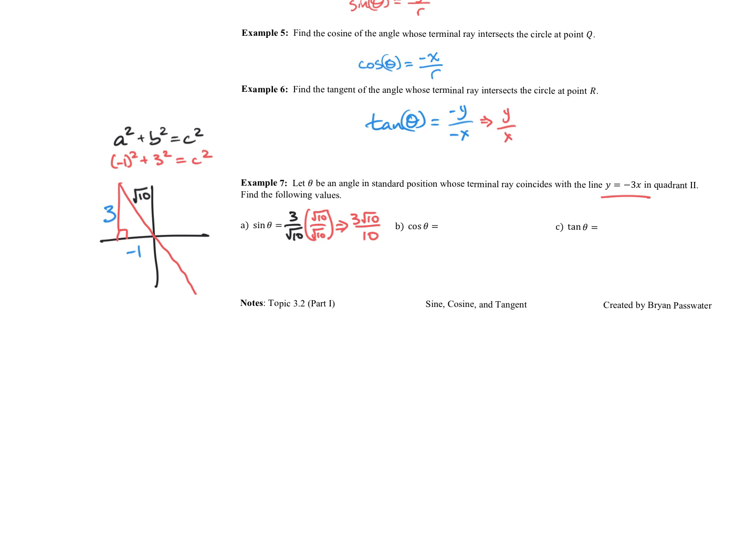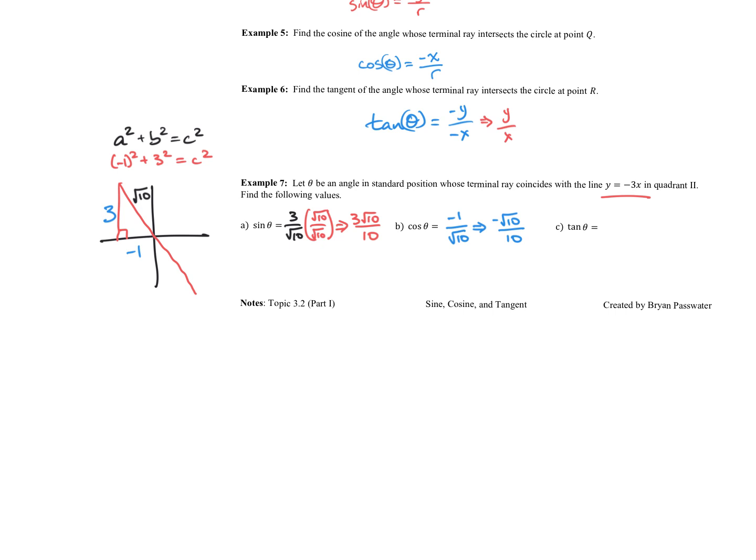All right, and then this next one is cosine of theta. And cosine deals with what? The adjacent over the hypotenuse. So my adjacent is what? Negative 1 over square root 10. And so then if I needed to rationalize it, I'd multiply by square root 10 over square root 10 again. And so now I'd have negative square root 10 over 10.